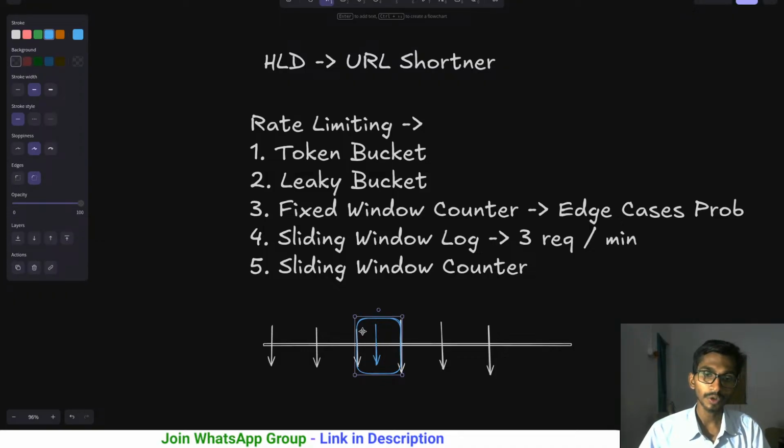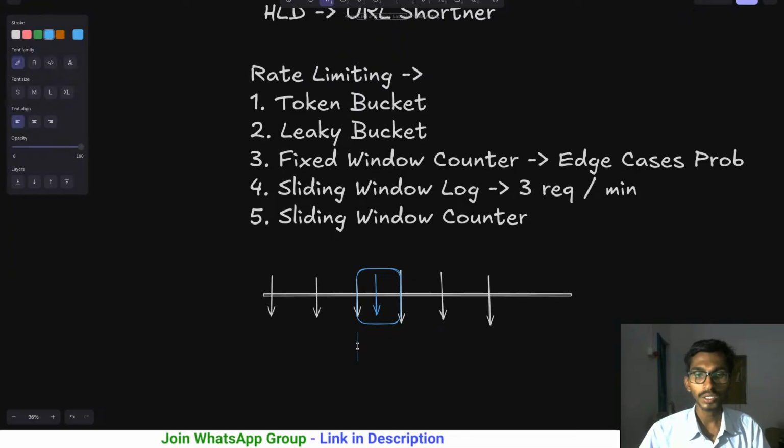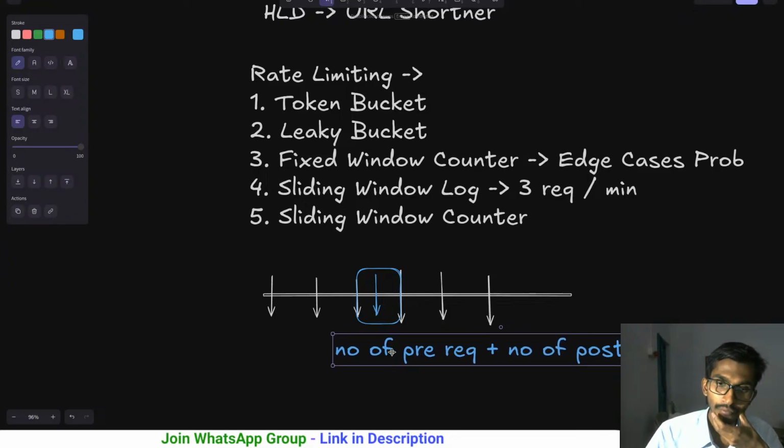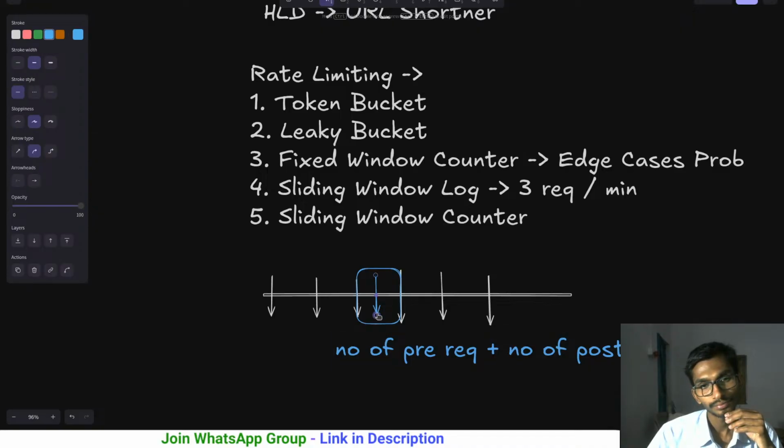You are going to be checking the number of requests before the interval, and the number of requests after the interval, and after that you use this formula and calculate. So number of previous requests plus number of post requests. How should I put it in words? I'm not getting the idea. How can I simply explain this? Maybe I'm even getting confused regarding this particular thing.